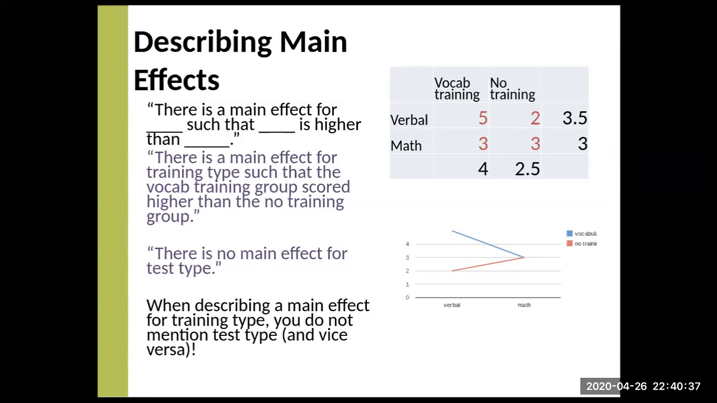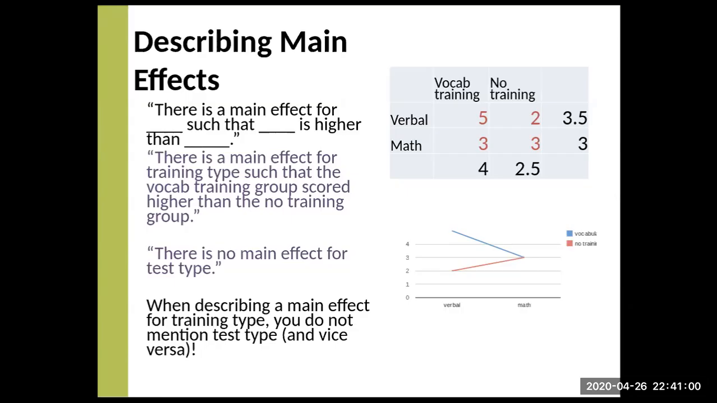So we had two types of test. We had a verbal test, which is more like English, and we had a math test. And there were two types of training: vocabulary training, which you would think would help for verbal, but maybe not for math unless you use word questions, and no training whatsoever. So again, here we have a 2 by 2 factorial design.